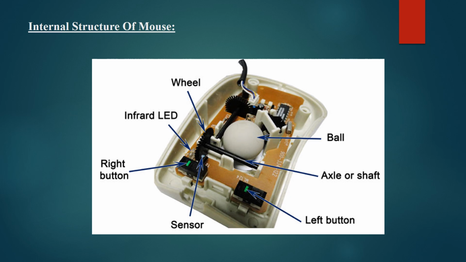Internal structure of a mouse. It contains a wheel connected with an axle. It has an infrared LED which emits light, a right button, a left button, a sensor, and a ball in the center.